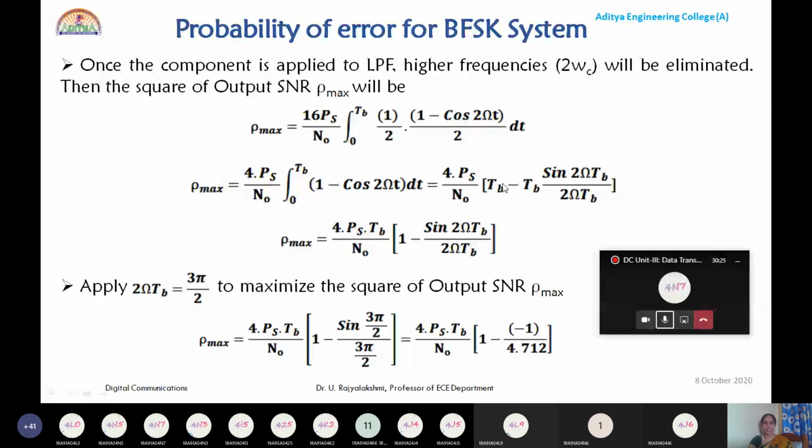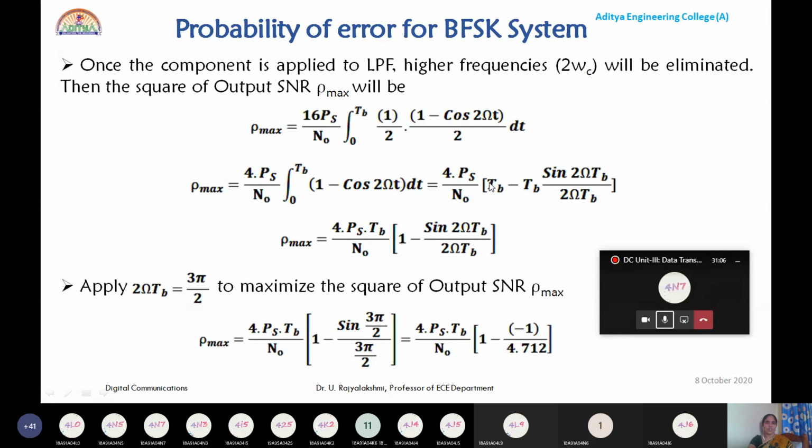So the integration of the first term, applying the limits from 0 to TB, you will get TB, that is the bit duration, minus the integration of cos 2 omega t, which will be sin 2 omega t divided by 2 omega, and applying the limits you will get TB. So that's why I represented sin 2 omega TB divided by 2 omega TB here. We applied the limits, so the integration will be like this.